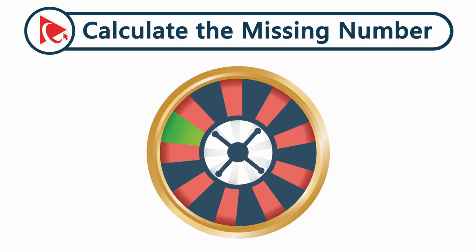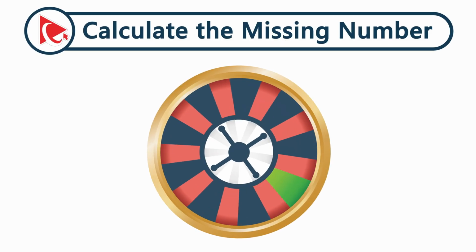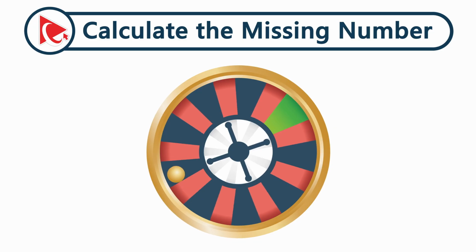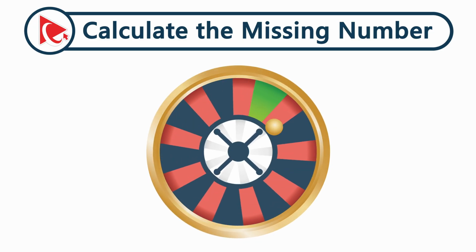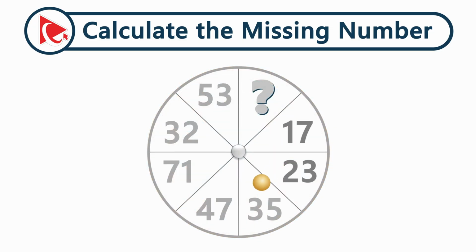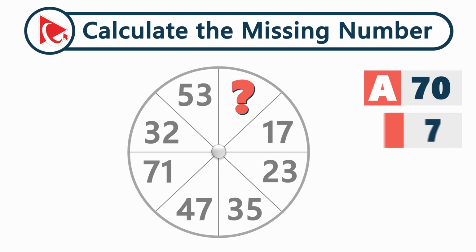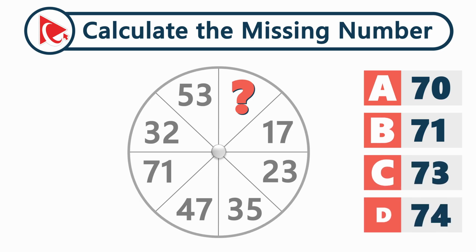In this question, you're presented with the spinning roulette wheel. Today, the croupier spins the wheel toward you, and the numbers on the wheel are 17, 23, 35, 47, 71, 32, 53, and then comes your number, which you need to calculate and select out of four possible choices. Choice A, 70, choice B, 71, choice C, 73, and choice D, 74.